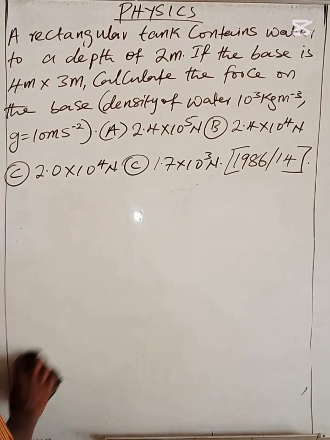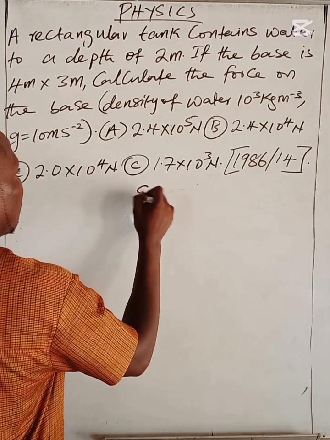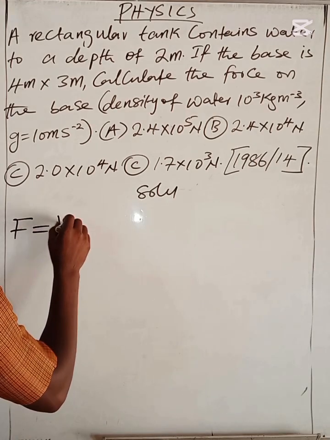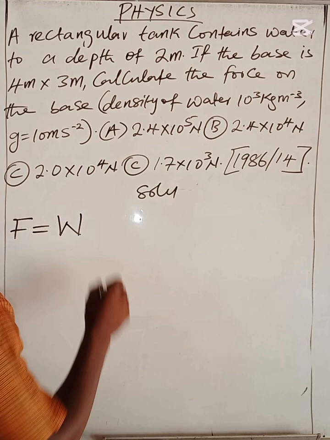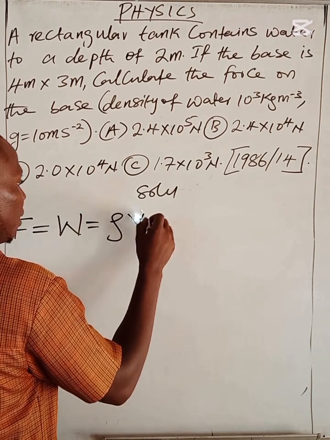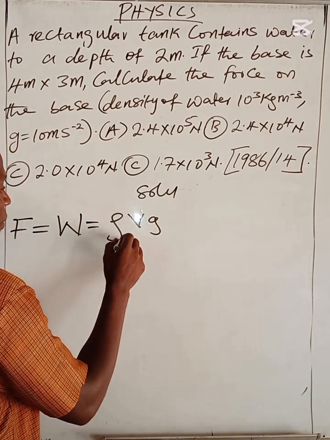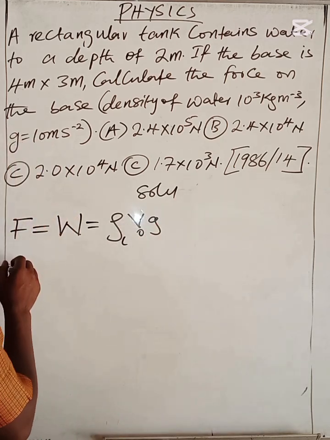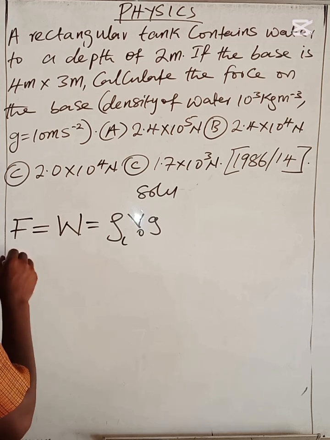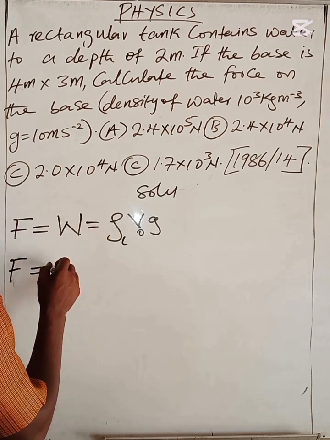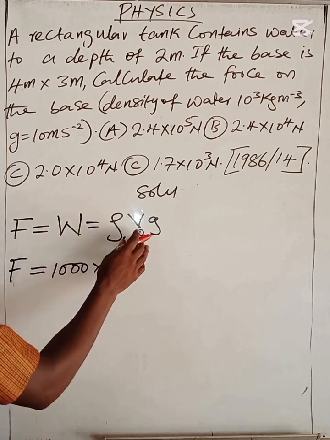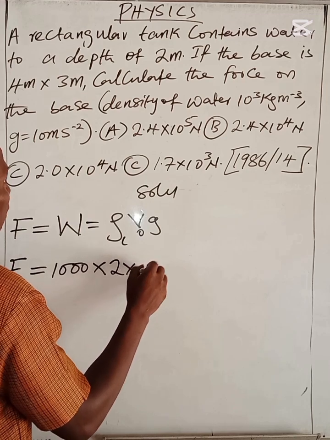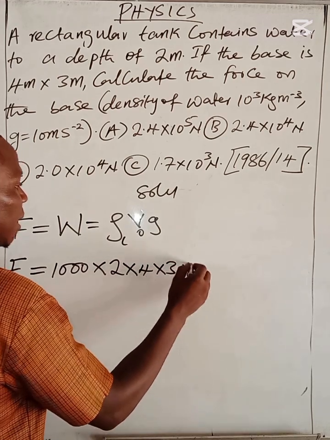So the shortcut now becomes, I will say that force is equal to the weight of the liquid, that is the weight of the water, equal to rho Vg. This is density of liquid times volume of object times acceleration due to gravity. So I will call the weight force. Force becomes equal to density, which is 1,000, times volume. Our volume is 2 times 4 times 3, times g, which is 10.